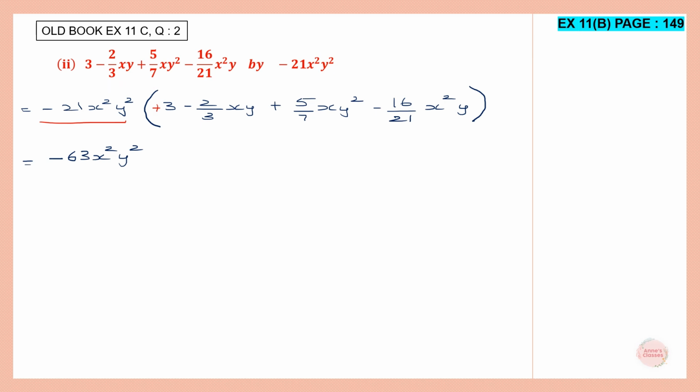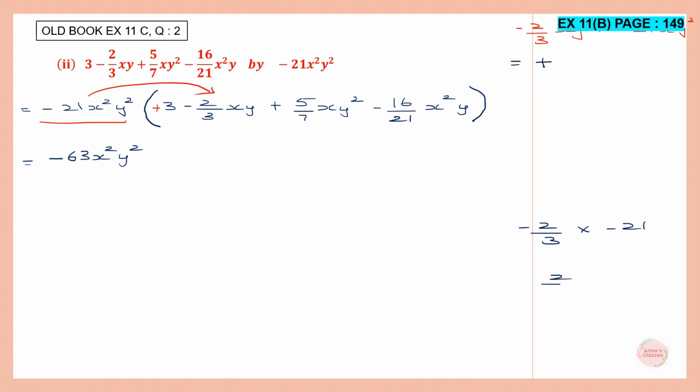Now we are going to multiply this into the second term, which is minus 2 by 3 xy. So let's work that out here. Minus 2 by 3 xy into minus 21 x square y square. Okay, so you can multiply either way. Now, first thing we do is take the numerical coefficients, that is minus 2 by 3 into minus 21. So here we have minus into minus plus. So first thing is the sign is plus.